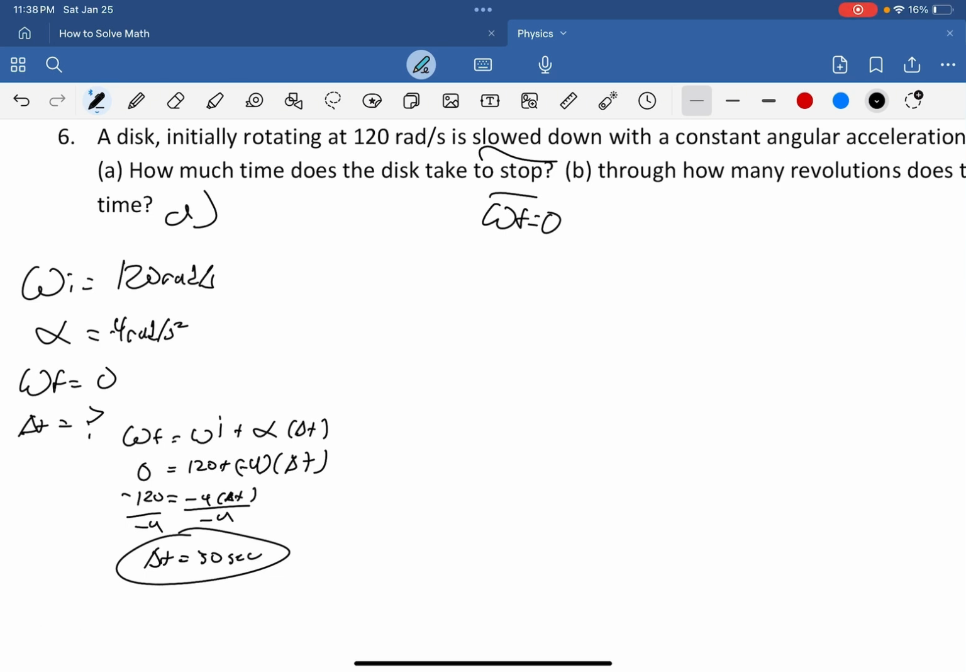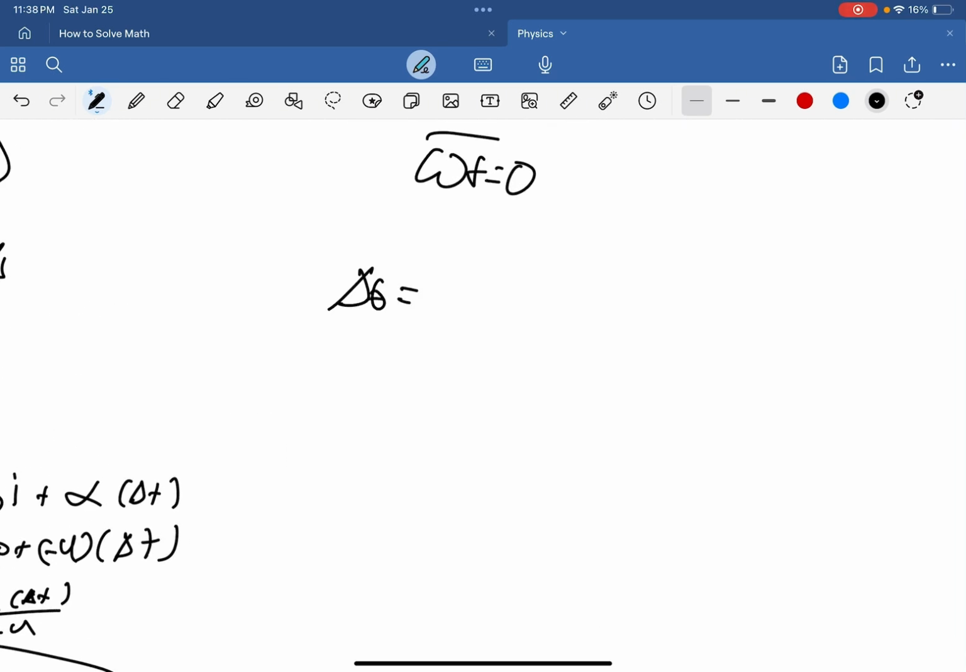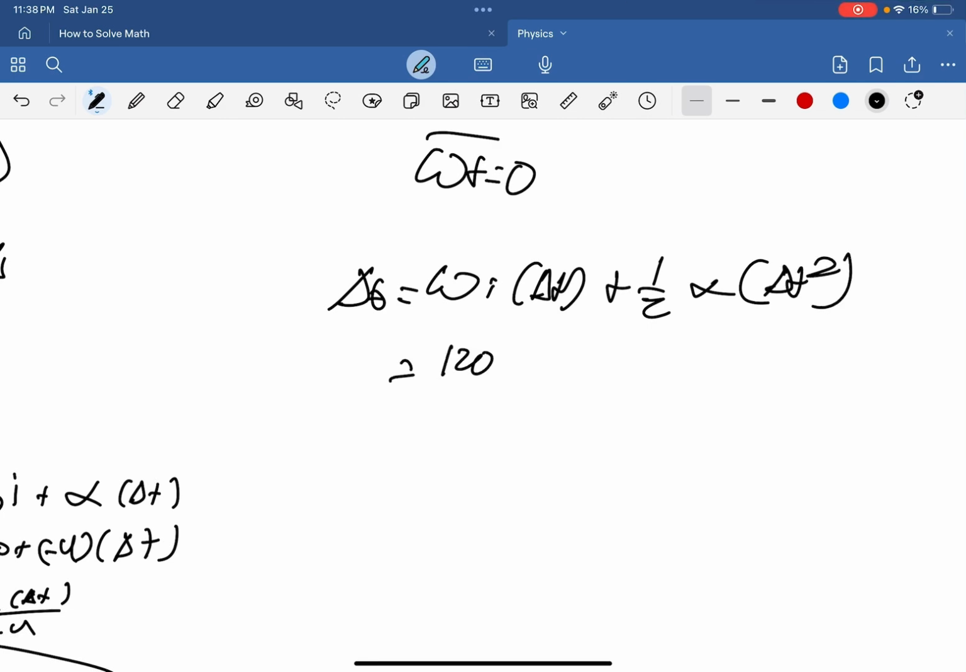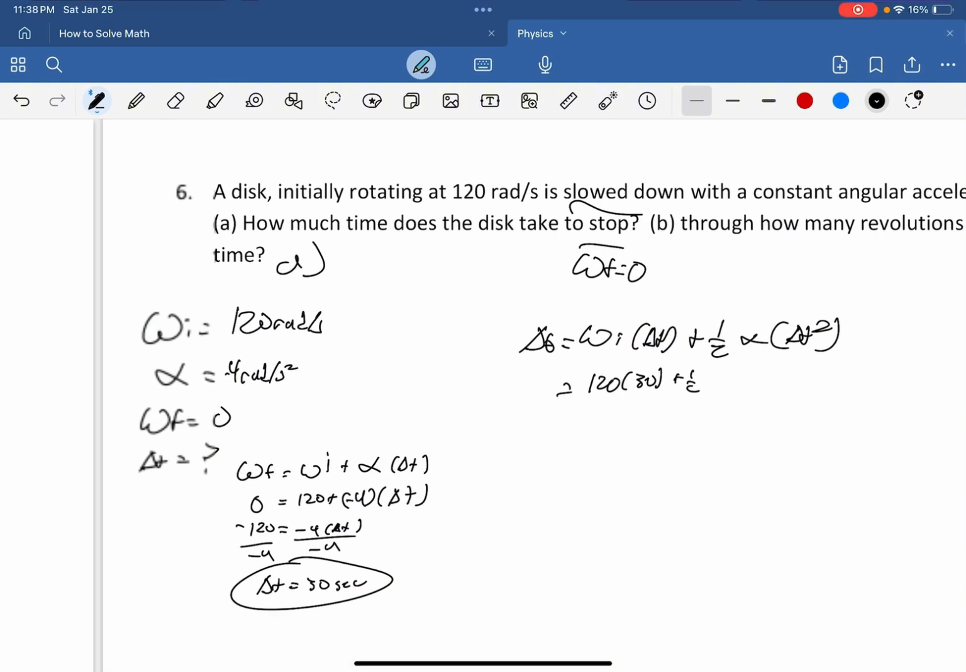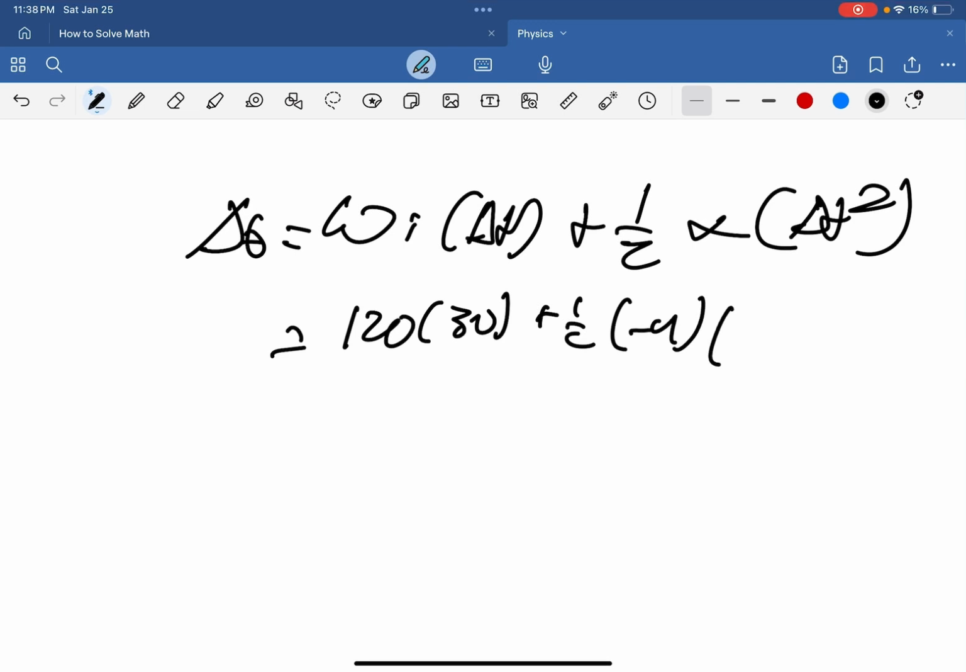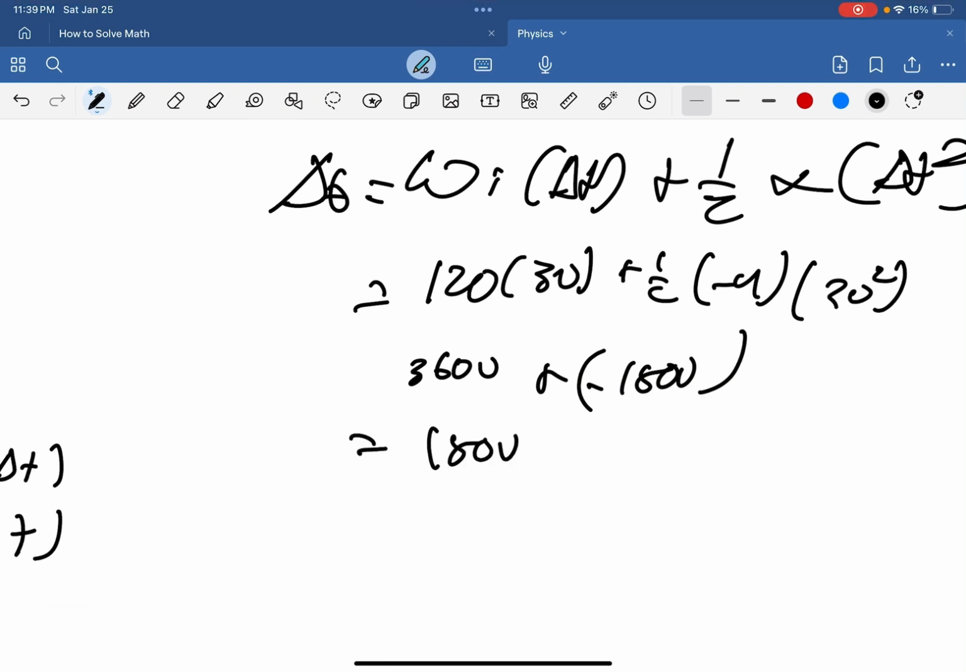Anyways, remember that our change in theta equation is equal to omega I times change in time plus 1/2 alpha times change in time squared, and omega I is 120, right? Yeah, and our change in time, we just figured that out, plus 1/2, and our alpha is negative 4, and our change in time is 30 squared. So 3 times 12, that is 36, times 100, 3,600, plus negative 2 times 900, negative 1,800. This is just going to equal 1,800.